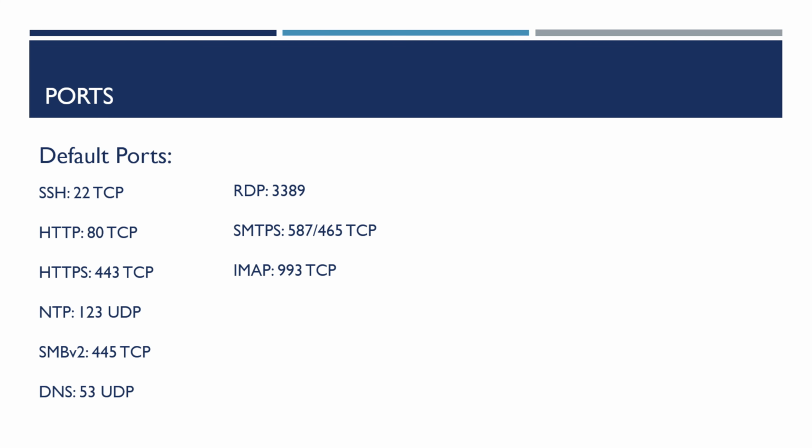SMBv2, which is a file sharing protocol, utilizes 445 over TCP. DNS utilizes 53 again over UDP.